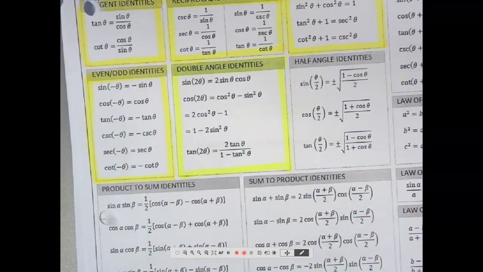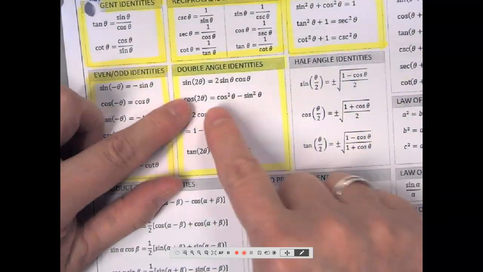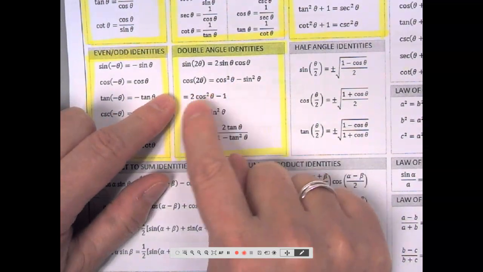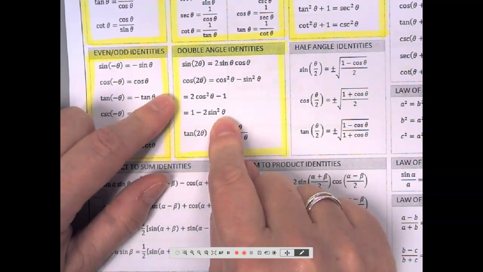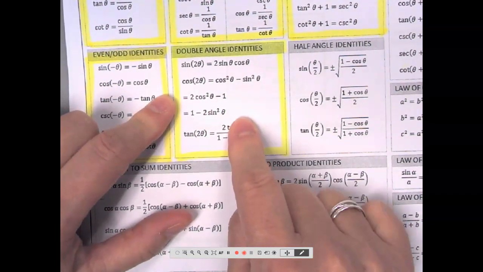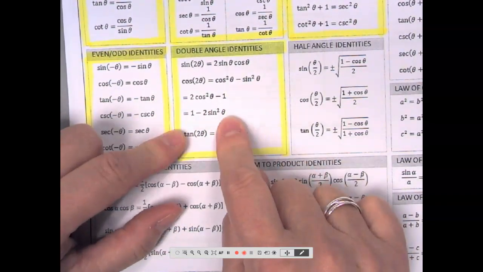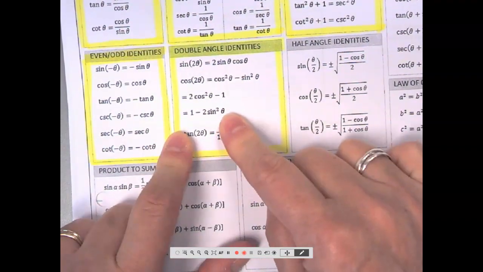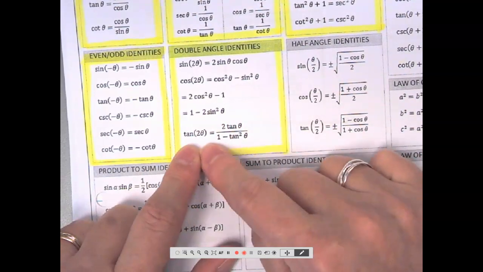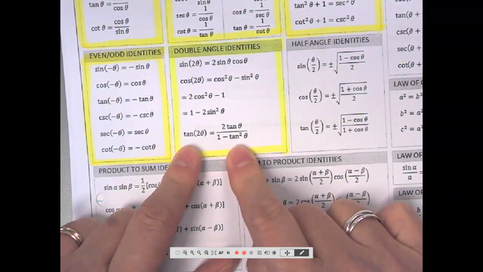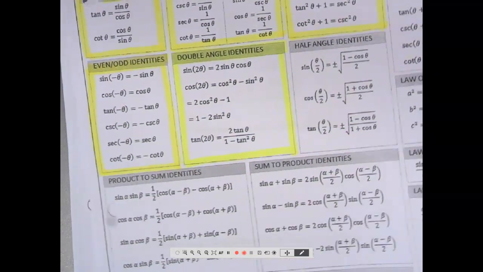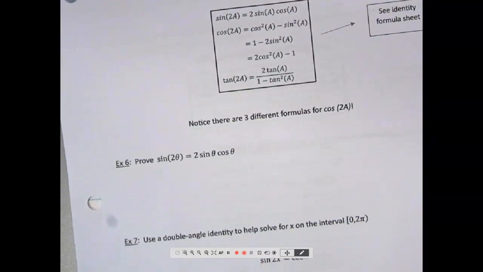Notice that there are 3 different formulas for cosine. Here's the sine 2 theta formula, but there's 1, 2, 3 different formulas for cosine 2 theta. And they're all totally different. You just have a choice of which one you use for cosine 2 theta. So we'll talk about how you choose which one in just a minute. And then tangent 2 theta is down here at the bottom. Okay, so like yesterday, we're just going to see how they are used.